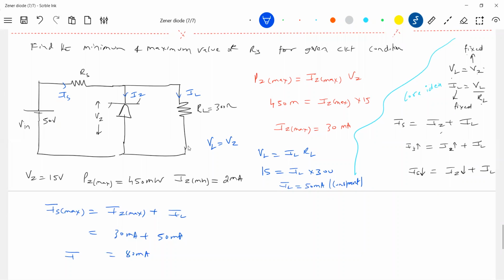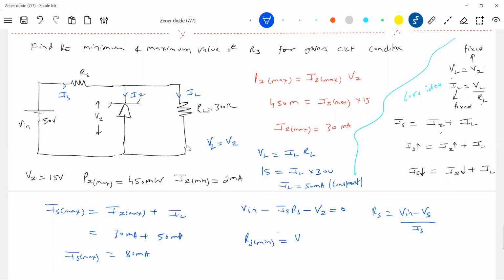80 milliampere. Now if IS is maximum, let's see what I get for RS. Let me write the loop equation: Vin minus IS RS minus VZ equals 0. So I wanted an expression for RS, no? When IS becomes maximum, what do you expect? RS will become minimum according to this formula.